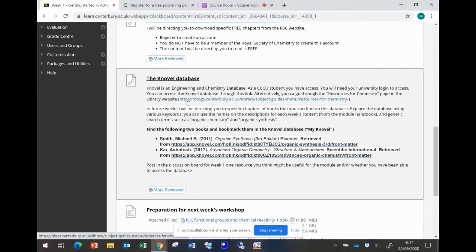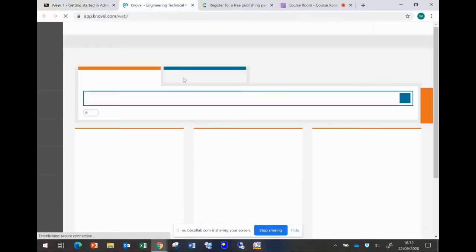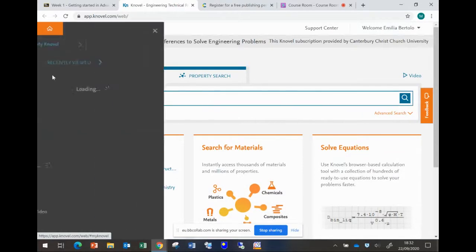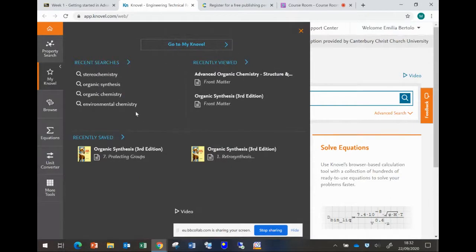We are going to be using for this module at least these 2 books I'm mentioning. Organic Synthesis by Smith and Advanced Organic Synthesis, Structure and Mechanisms by Carey. So what I'm asking you to do is to locate these 2 books in the database and bookmark them using a facility that it has called My Novel, which you can bookmark here. Well, in my case, you will see I've got a few already bookmarked, including the ones I'm mentioning.